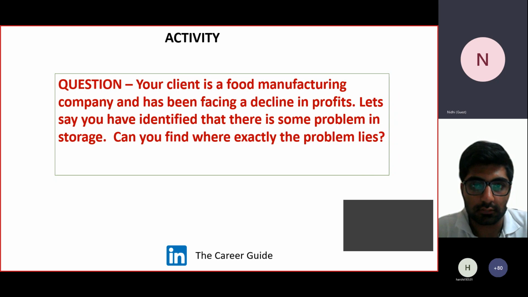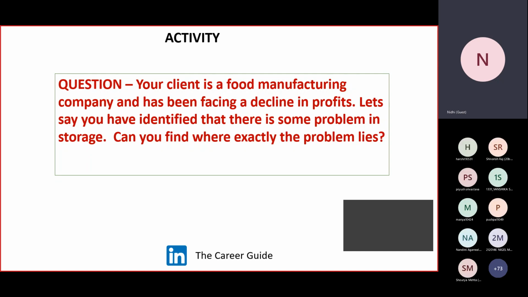Okay. Now, when we talk about storage, where could the problem be? One of the very good things that I wanted to hear was food wastage. The problem could be food wastage, because let's suppose that we are producing some amount of food, and there is not enough demand in the market, and because of which the food is getting wasted in the warehouse. Second could be warehousing rent. Maybe the warehousing rent has increased in some time, because of which our fixed costs have increased, and because of which the client has been facing a decline in profits.